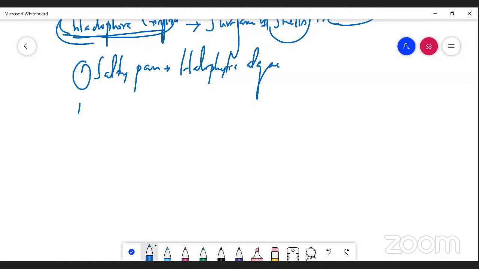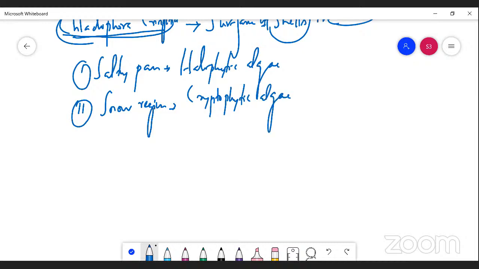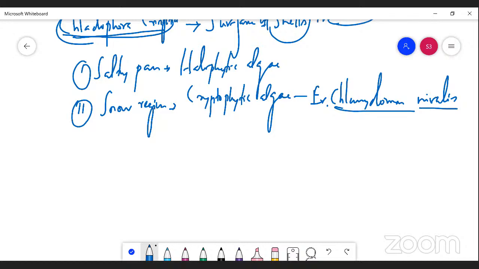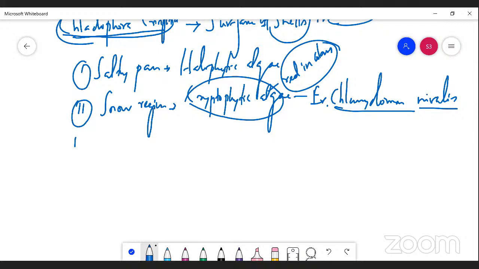Some algae are found in snow regions. Algae found in snow regions are commonly called cryophytic algae. A good example is Chlamydomonas nivalis. Because of the presence of this alga in snow regions, the snow appears red in color, so entire snow mountains appear red.